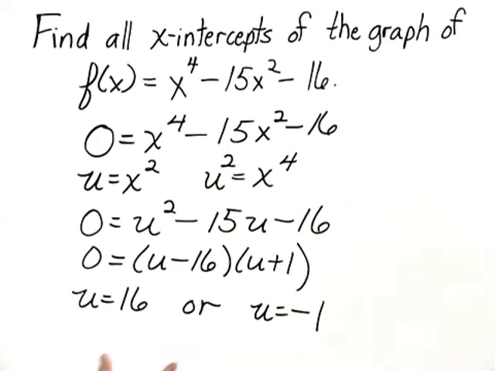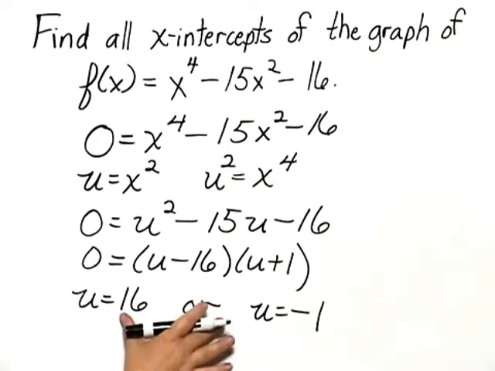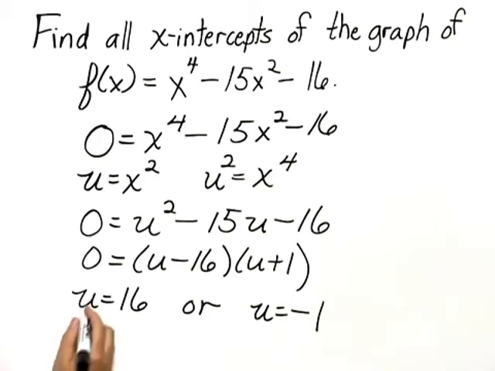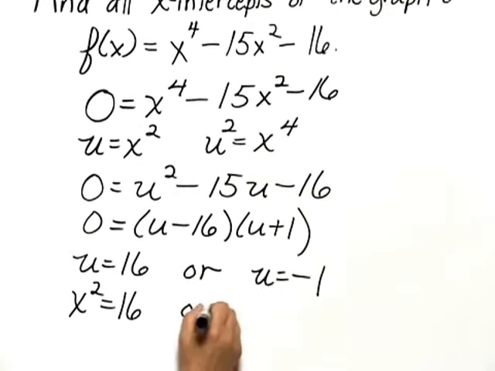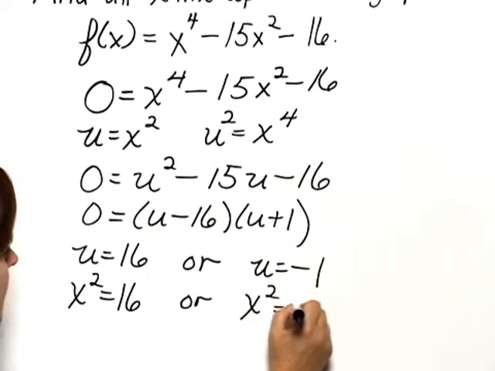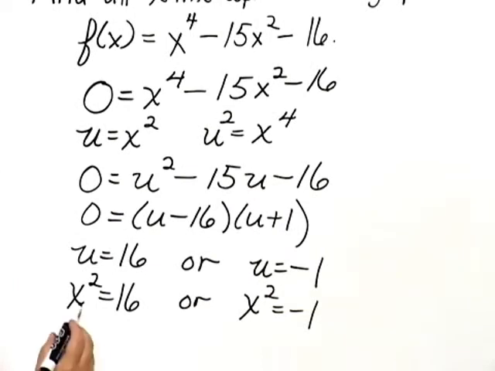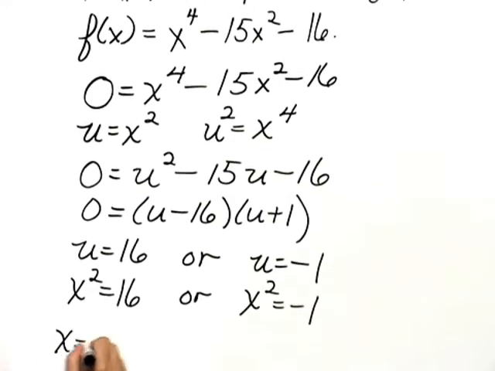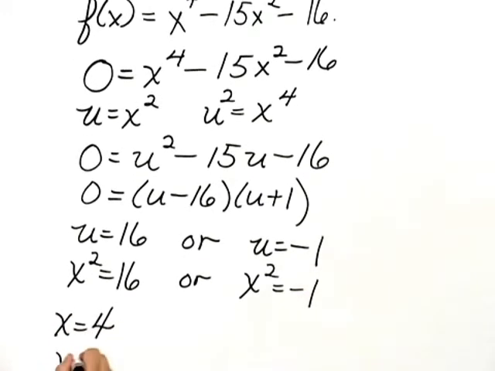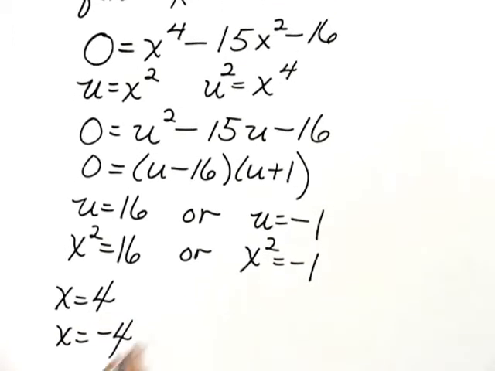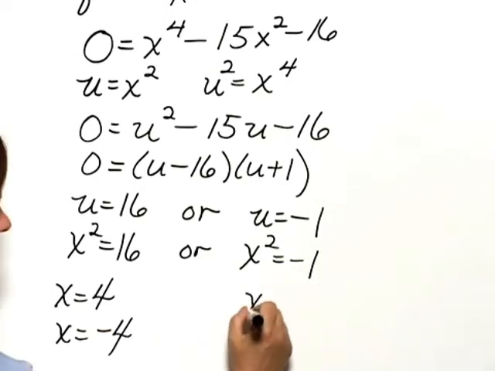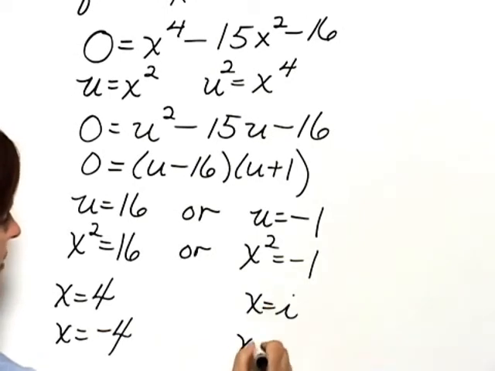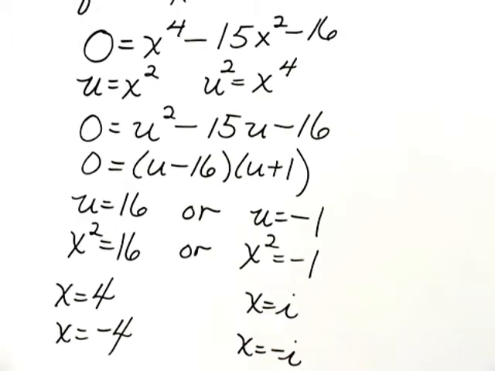Now it's tempting to stop here, but whenever we make a substitution for another variable, we need to resubstitute back for x. Since u is x squared, we have x squared equals 16, or x squared equals negative 1. When we solve this, we would get x equals plus or minus the square root of 16. So this gives us x equals 4, or x equals negative 4. Here we would have x equals plus or minus the square root of negative 1, which would give us x equals i, or x equals the opposite of i.